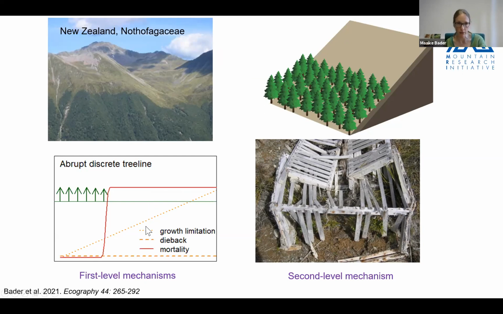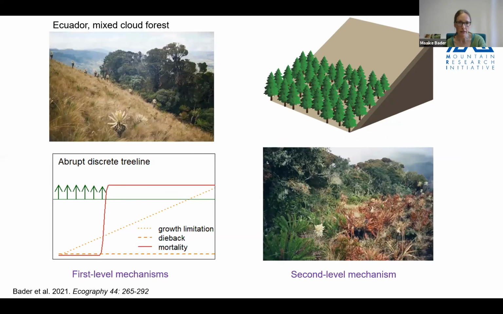Okay, so this is one example of an abrupt discrete tree line. This is another example of an abrupt discrete tree line. This is a tropical tree line in the north of Ecuador. Here you can see the picture. It's also very abrupt. And in this case, the first level mechanisms are the same. There is high mortality outside of the forest. The second level mechanism is partly the same, actually. There is also radiation stress limiting a lot of the species from this forest. But the point I'm trying to make here is that a totally different second level mechanism, which is fire, also maintains this abrupt tree line.